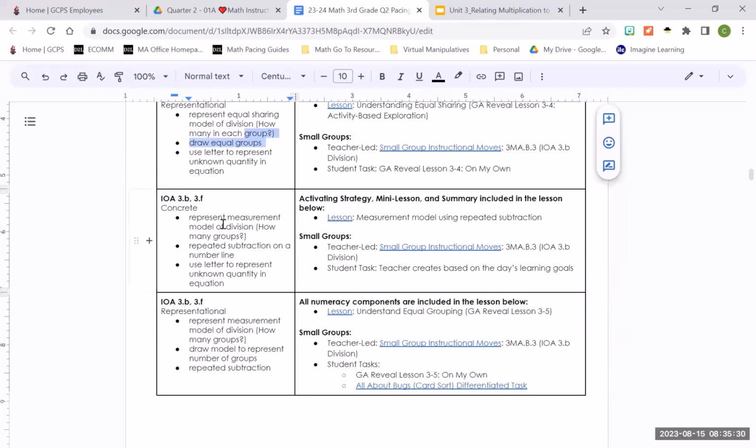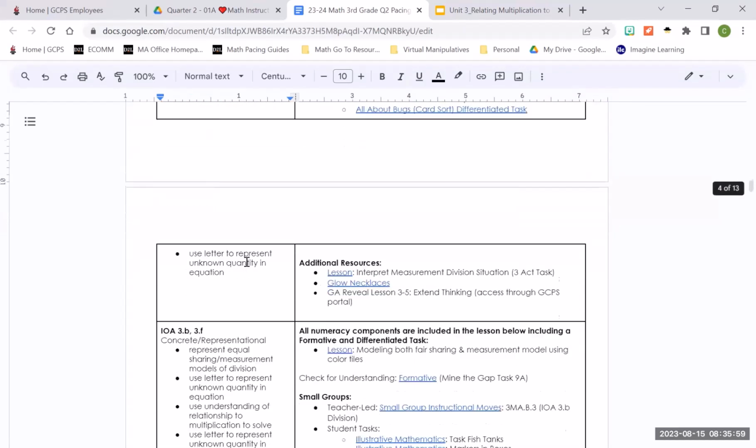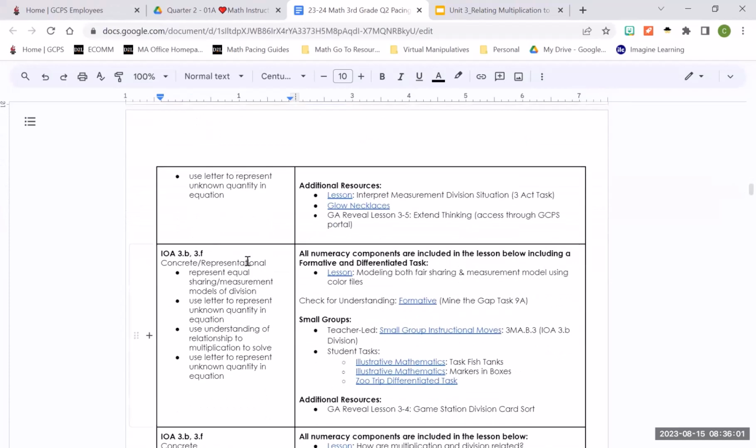Then instruction will shift to the measurement model of division. Students will use the strategy of repeated subtraction to solve these types of problems. This instruction repeats the same learning progression where students engage in this problem type, beginning with concrete, and then transition to the representational phase of learning, where they draw number lines to represent their repeated subtraction strategies.